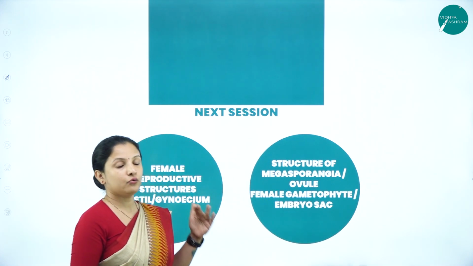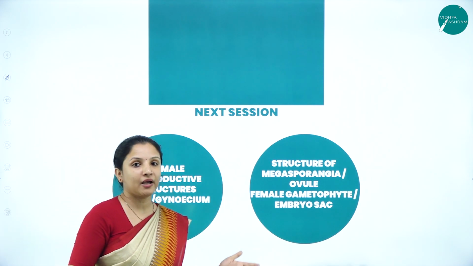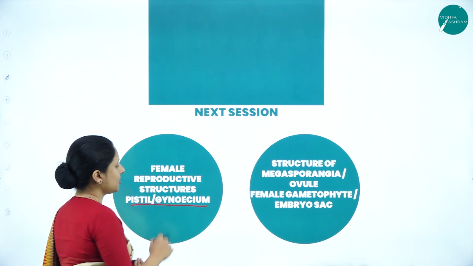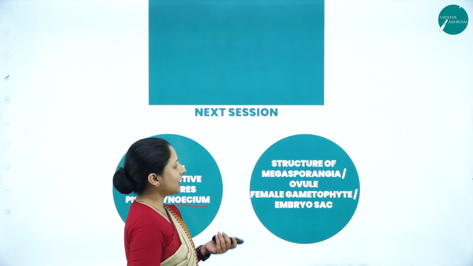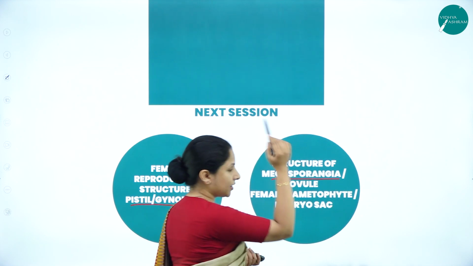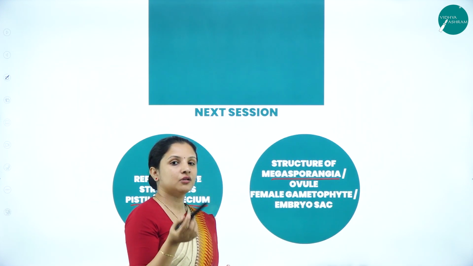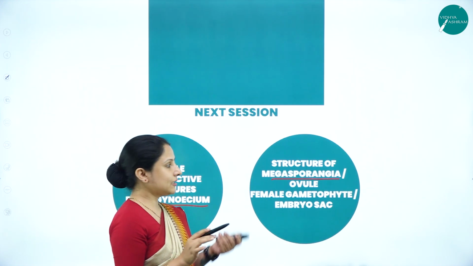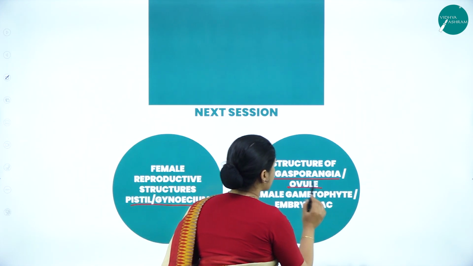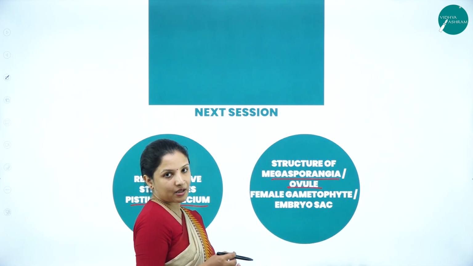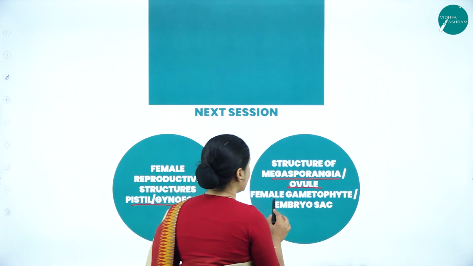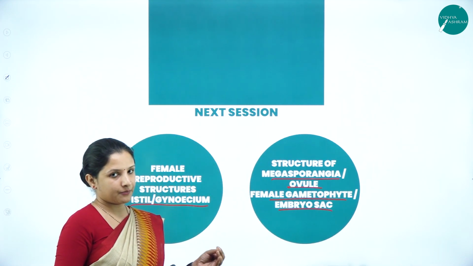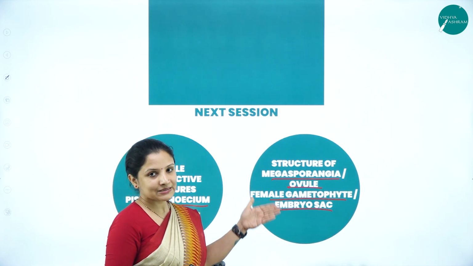In the next session, we'll concentrate completely on the female reproductive structure, wherein we'll study the pistil or the gynoecium, and the megasporangia. In the male reproductive structure, we studied the microsporangia or the pollen grain. Here we'll study the megasporangia or the ovule, and also what is inside the ovule, the female gametophyte, which is called the embryo sac. So see you in the next session with these topics.